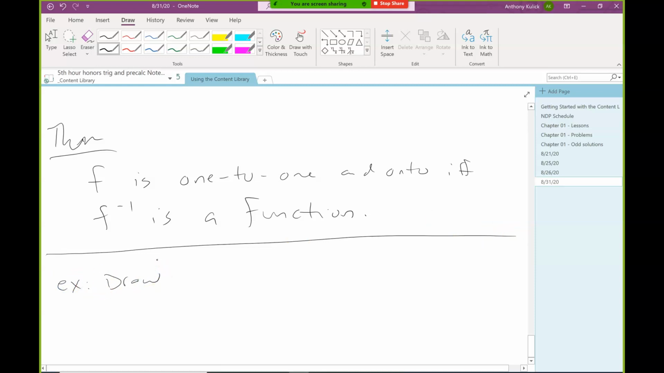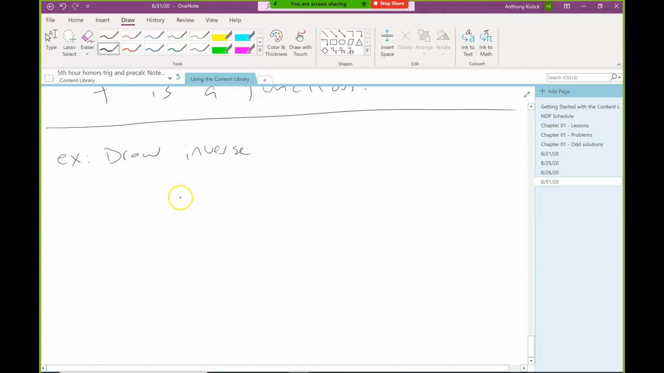So we've shown how to write the inverse if it's a mapping diagram. And we've shown how to write the inverse if it's a set of ordered pairs. Let's do how we draw the inverse if we have a graph.